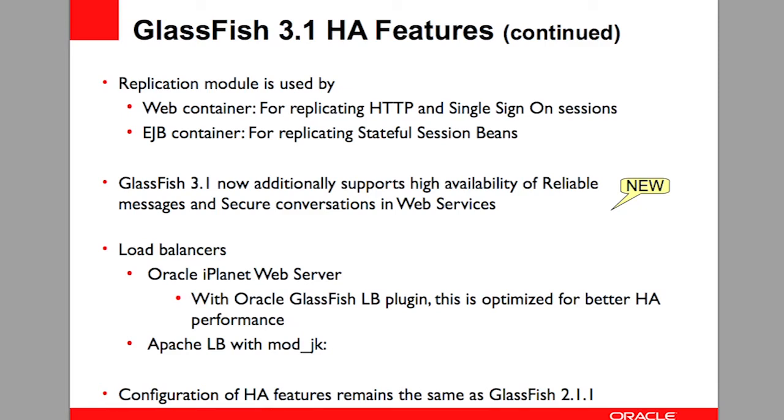GlassFish 3.1 now additionally supports high availability of reliable messages and secure conversations in web services. This is a completely new feature that got introduced in GlassFish 3.1. Load balancers: we support Oracle iPlanet Web Server and Apache LB with ModJK. With the Oracle GlassFish LB plugin, Oracle iPlanet Web Server has been optimized for better HA performance. Configuration of HA features remains the same as GlassFish 2.1.